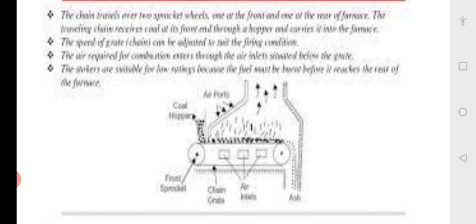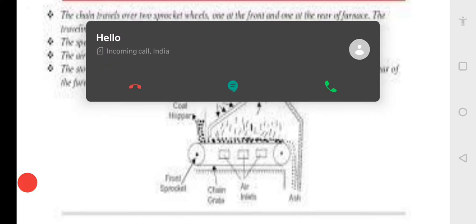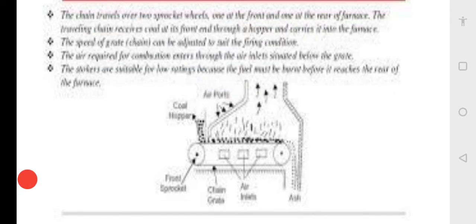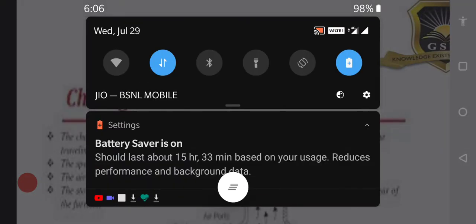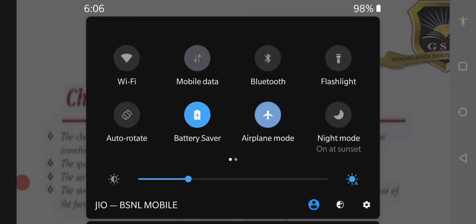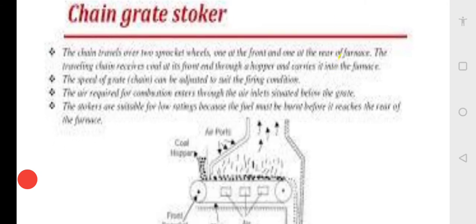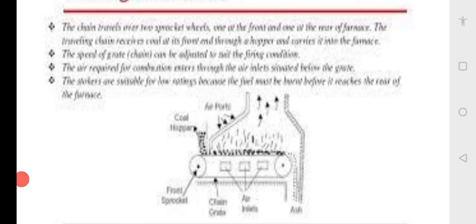Nowadays I have visited some sugar plant boilers, where I have seen chain grates, traveling grates and all. So you can see here that there are two round ones. These are the front sprocket and the rear sprocket.